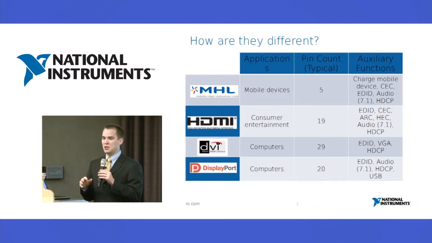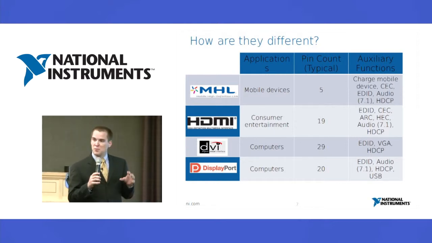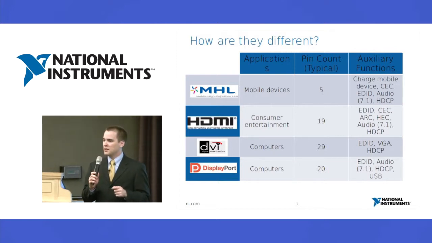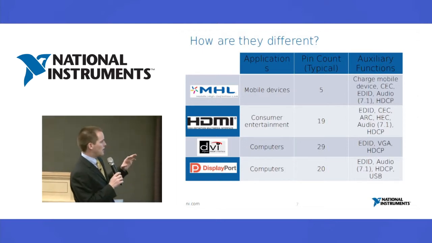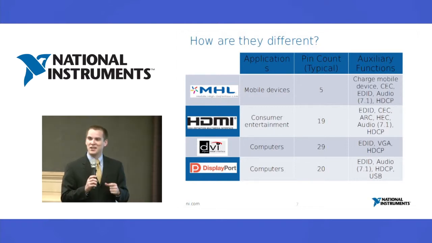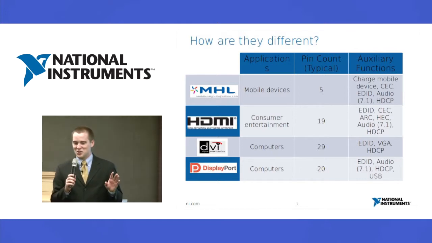So the applications, I'll run through here. MHL is for mobile devices. HDMI is for consumer entertainment, but again, it's also kind of bled into computer. DVI and DisplayPort were strictly envisioned for computer applications. The pin count varies wildly. DVI having the most pins at 29 pins in that one connector. It's pretty crazy. And MHL is on the other side with only 5 pins. It's the same 5 pins that are in the micro USB connector. So how do those two support similar high resolutions and digital audio and things like that? I'll get to that in just a second.